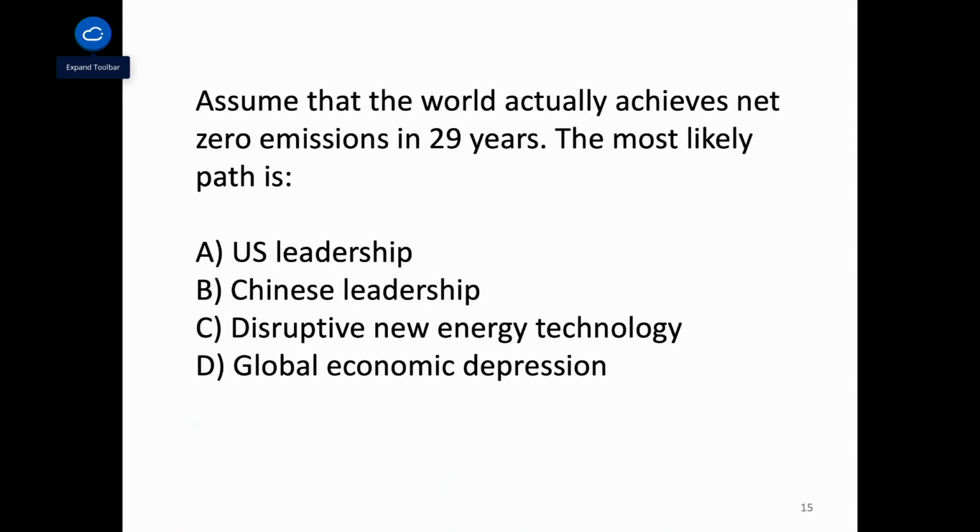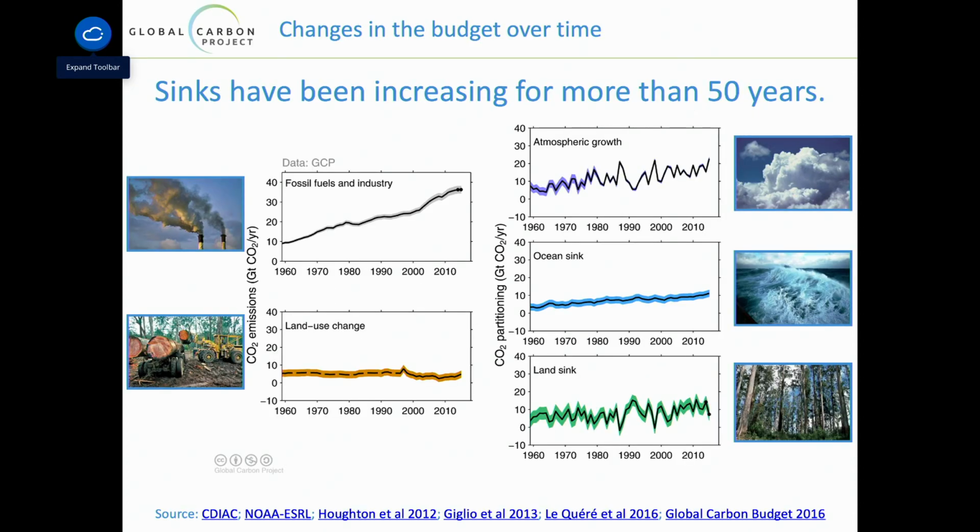All right. I'm going to skip this. Assuming the world actually achieves net zero in 29 years, the most likely path is U.S. leadership, Chinese leadership, disruptive new energy technology, global economic depression. And this is just, I don't even know why I put this in. Moving on. All right.